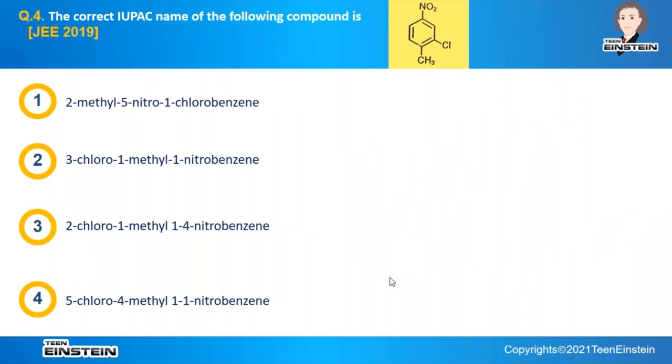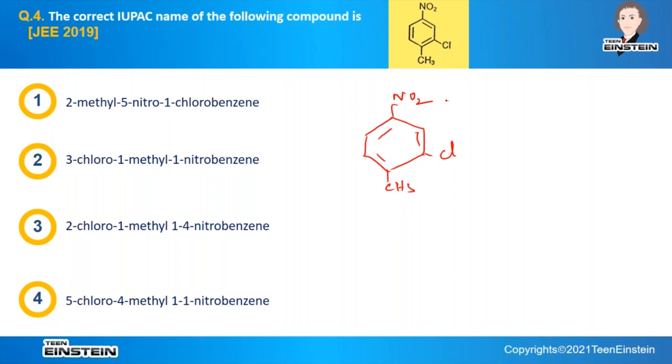The correct IUPAC name of the following compound. Here they gave a derivative of benzene. So here the substitutions are 1 methyl group, 1 chlorine and 1 nitro group. So there are certain rules that we need to follow while writing down the IUPAC name. So here we have 6 carbons forming an aromatic ring with alternating double bonds, which is a benzene. So here the substitutions take place. So we can tell it is a derivative of benzene. So we need to be careful while numbering the carbon atoms.